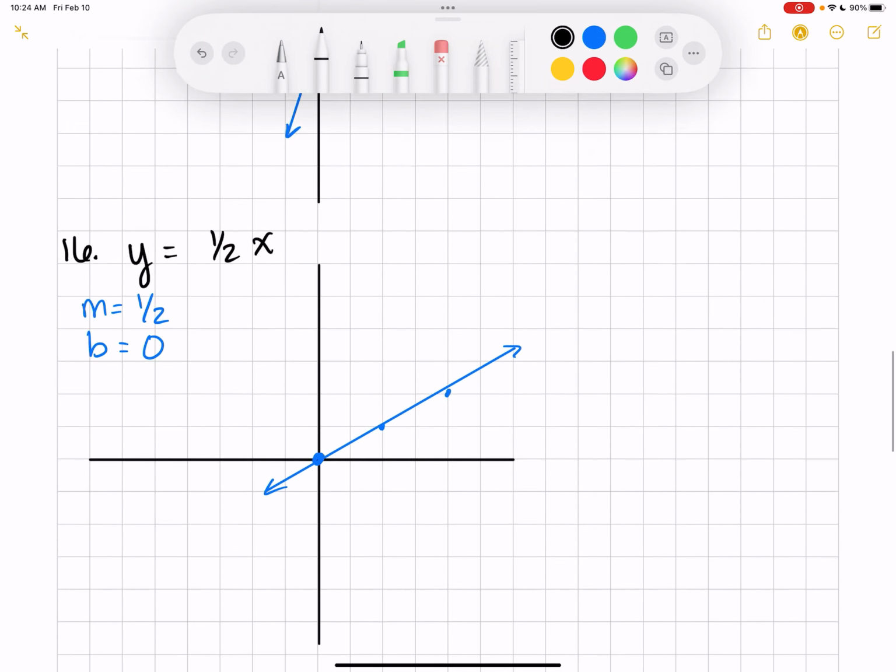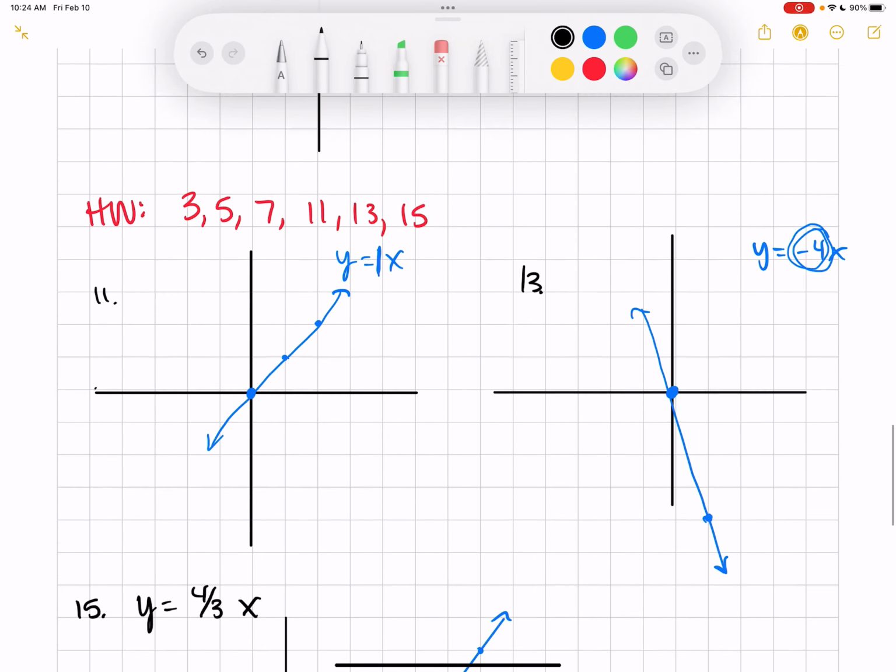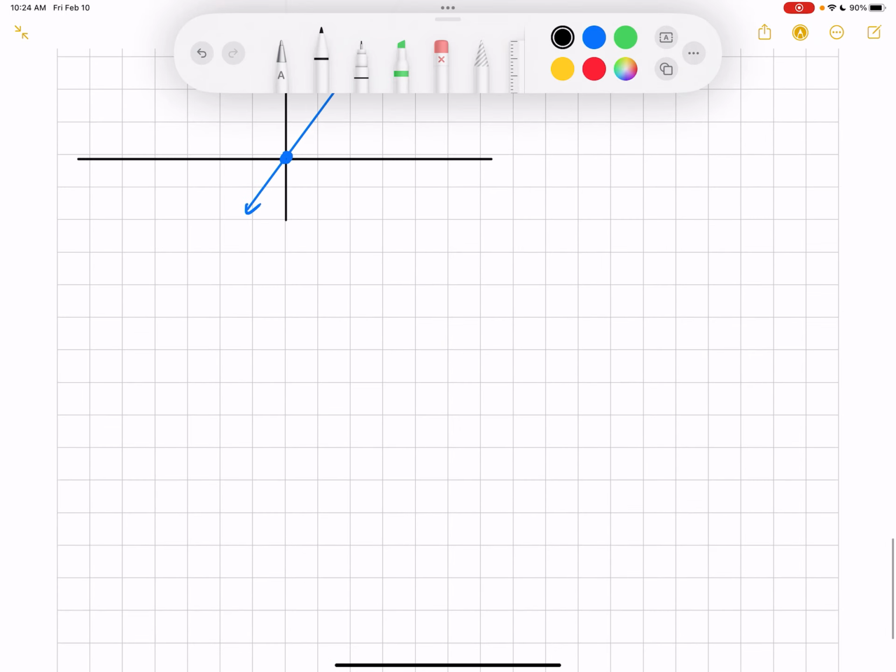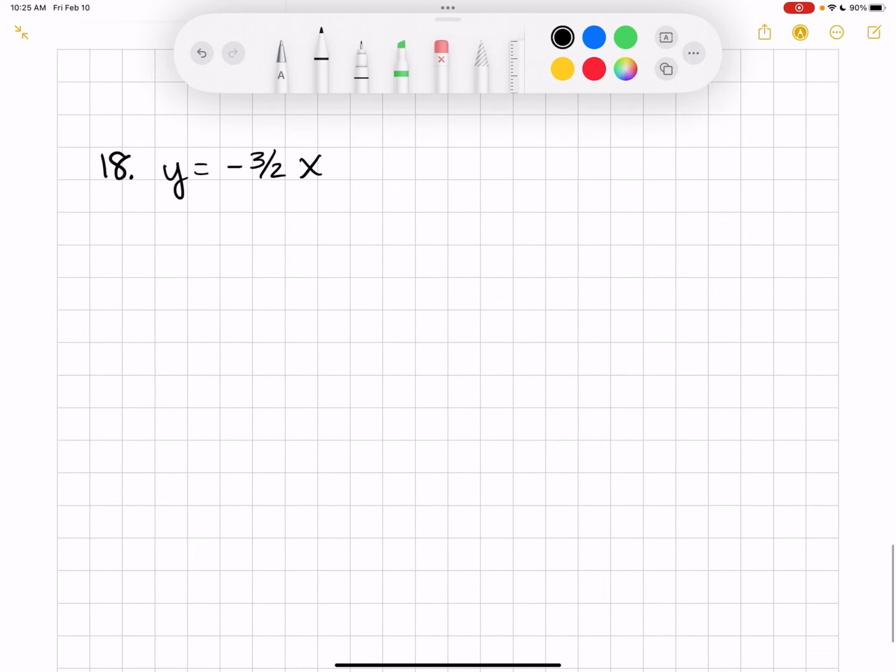All right, so I'm going to do a couple more graphing ones, since we only got to do 2 together yesterday. So graph the direct variation equation 18, y is equal to negative 3/2 x. I'm going to go ahead and set up a graph.